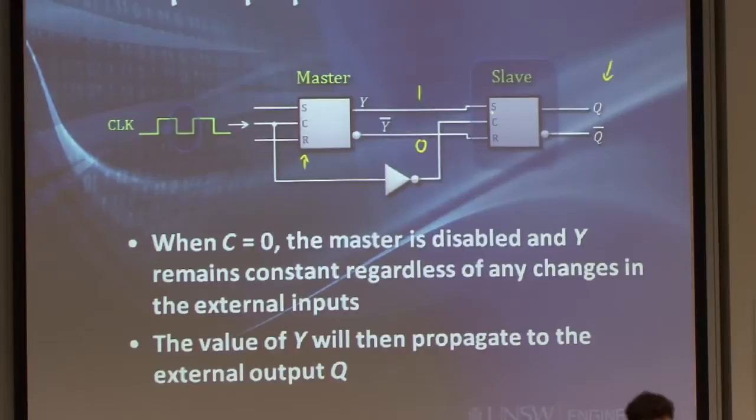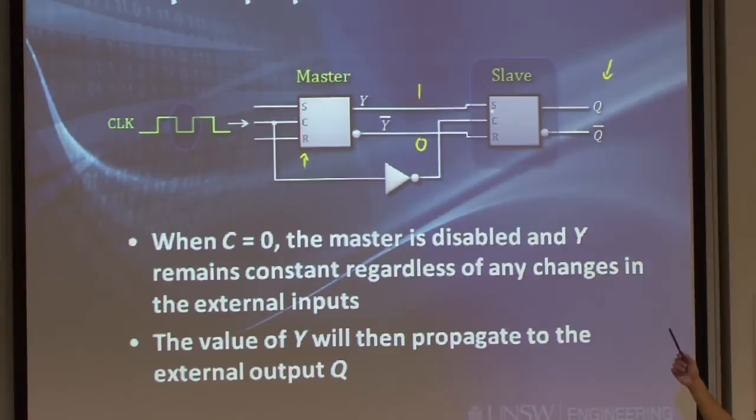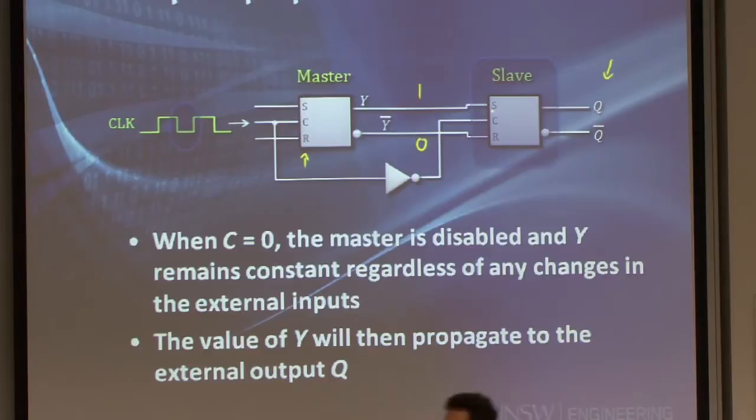Why until the next falling edge? Because now it's got some value while the clock is low. When the clock goes high again, the slave is disabled, obviously Q, not Q will not change anymore. And then only when again we have a falling edge, that's the next time Q will change. So now if you again take a step back and think about the big picture, our Q outputs can only change at the falling edge of the clock and only then.